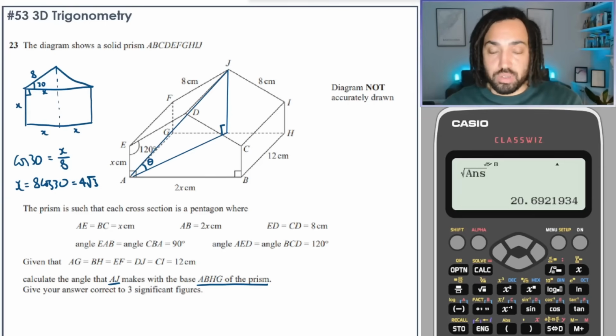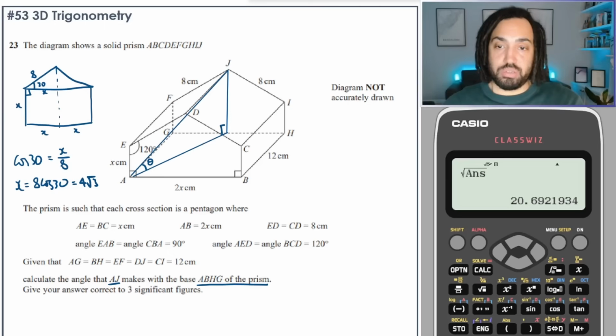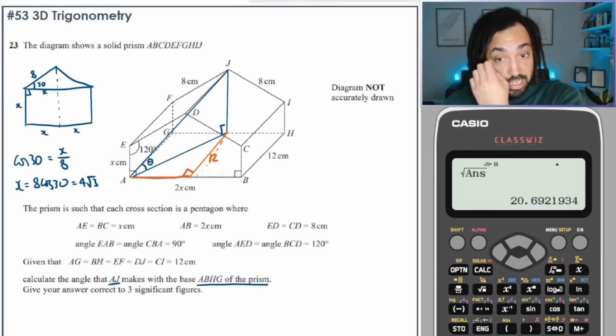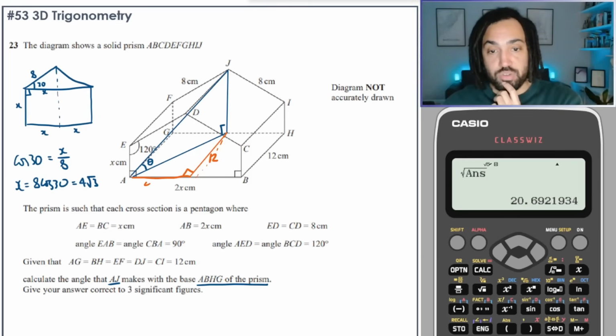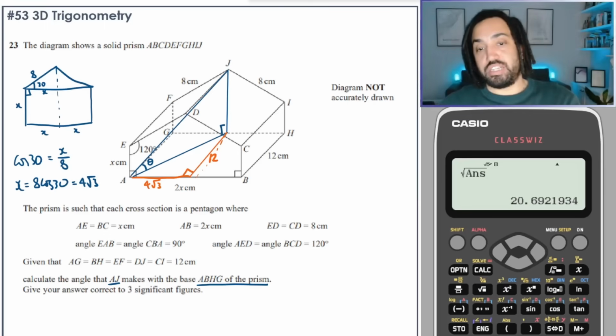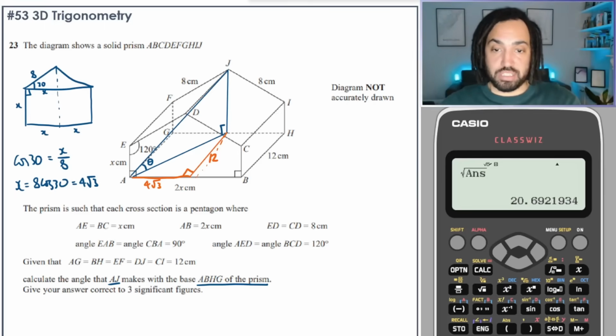Okay, so we've got that in the bag, which is very helpful, because now what we could do is start actually working out side lengths of our blue triangle. Okay, if I just make this a right angle triangle like that, then we know this is 12 along here, and this is 4 root 3 along here. So we should be able to find this value along the base, which I'll just call b.